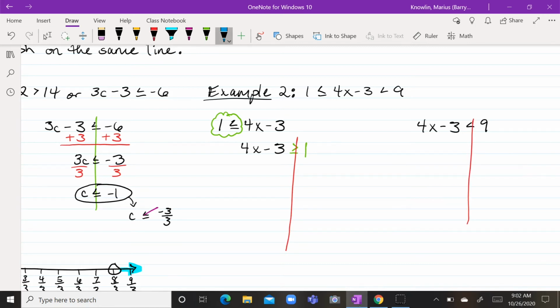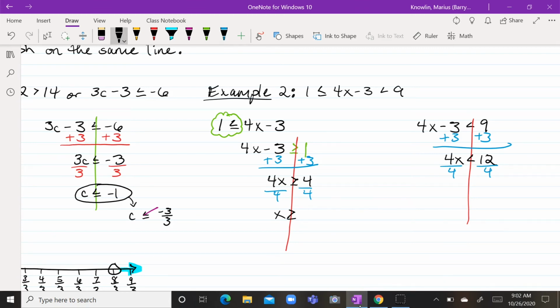So for this first one here, we would add 3 to both sides, and really for all of them we would add 3 to both sides for both of them. And now we're going to write the result. The result would be 4x is greater than or equal to 4 over here, and on the second inequality it would be 4x is less than 12. Both of these, the last step is going to be divide everything by 4, and that's going to give us x is greater than or equal to 1, and over here this is going to say x is less than positive 3.